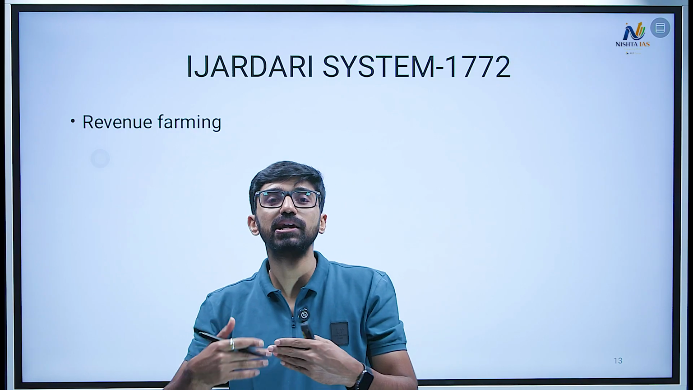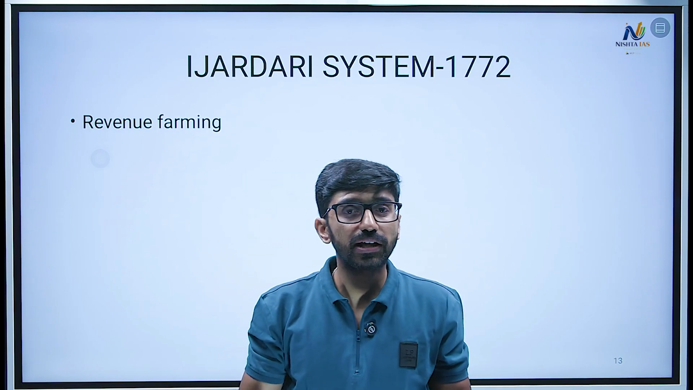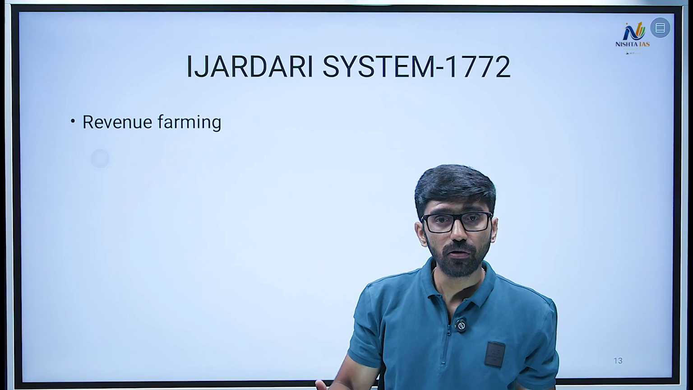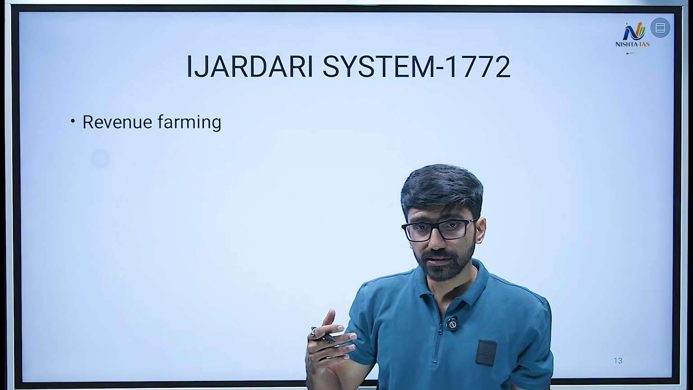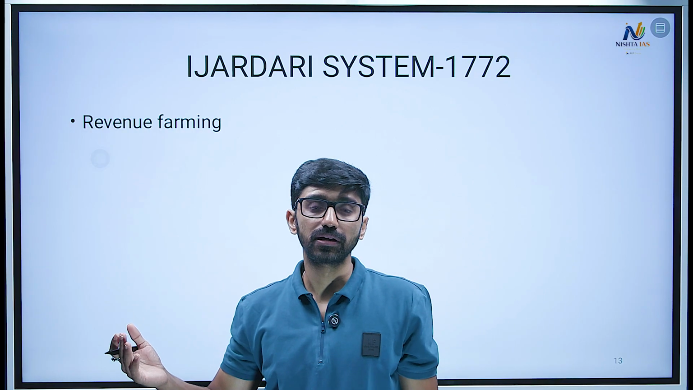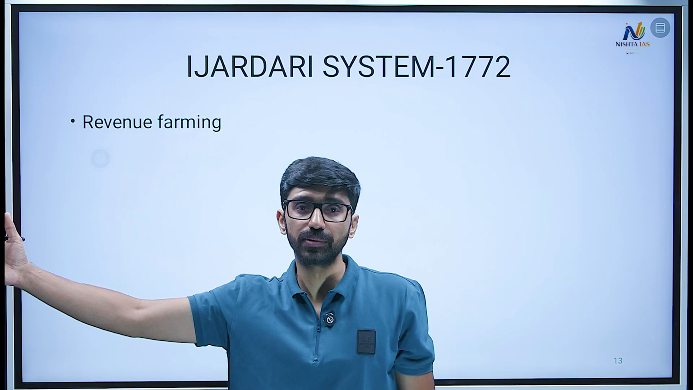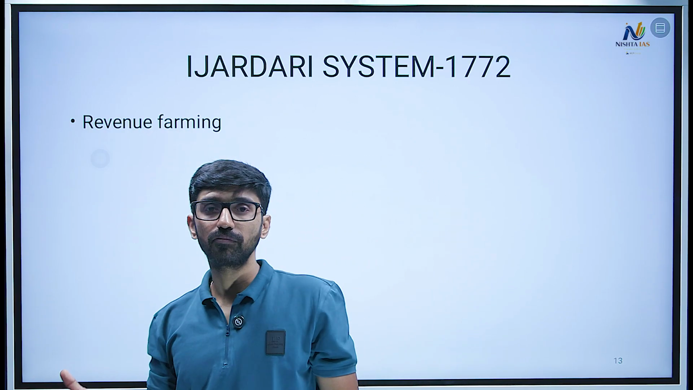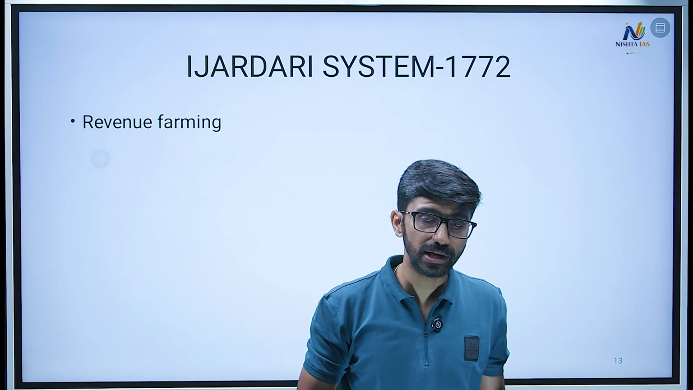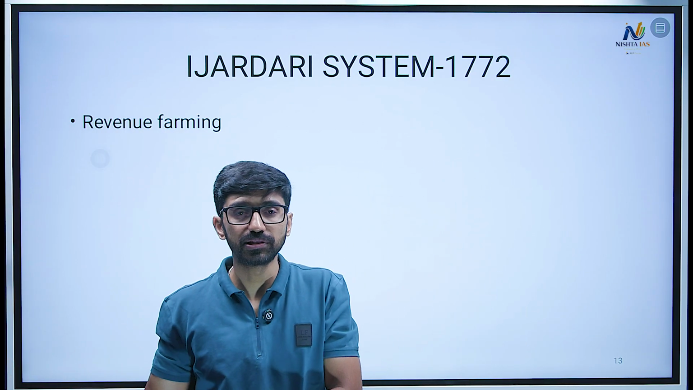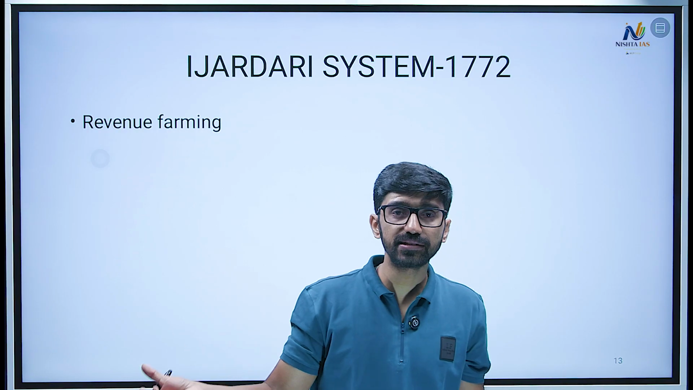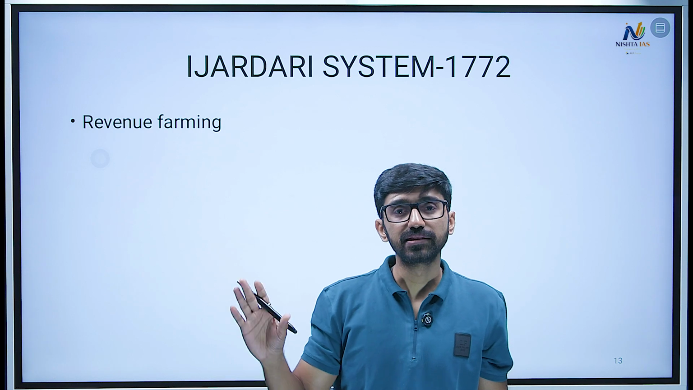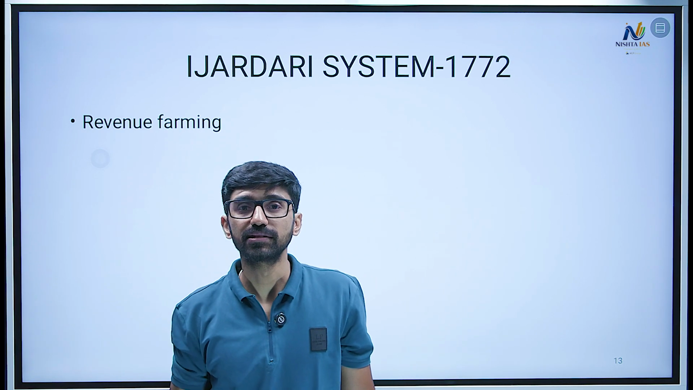Now they auctioned out this particular right of revenue collection to these Ijardars. Obviously, the person who bid the higher amount got the right to collect the revenue, and this auctioning process is called revenue farming. That is, the revenue collection right is farmed out to the highest bidder. Let's say one person bid 500 rupees per annum to be collected from the peasants and given to the East India Company. Some person bid 1000 rupees. Obviously, the person bidding the highest amount, that is 1000 rupees, would be given the right to collect. But that person is allowed to collect as much as possible from the peasants.